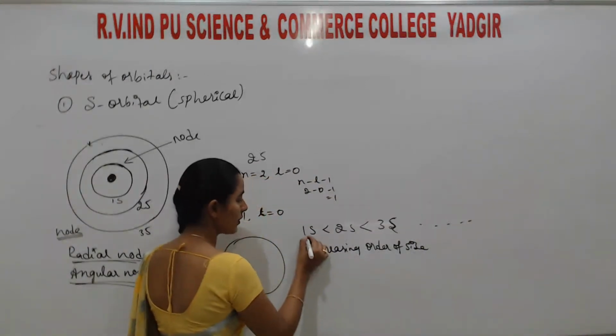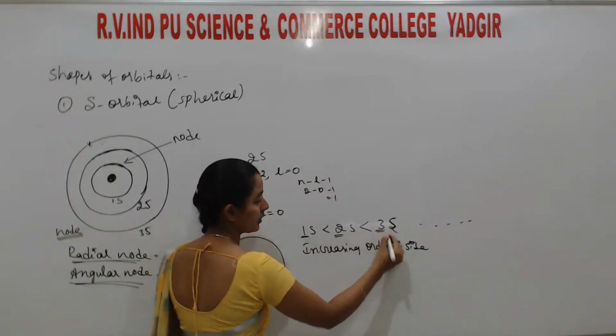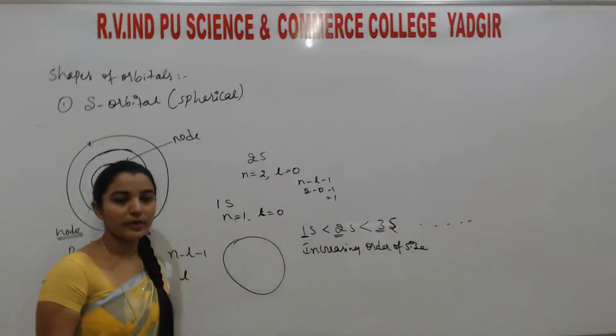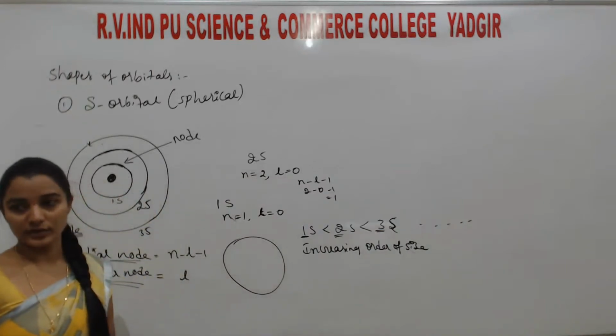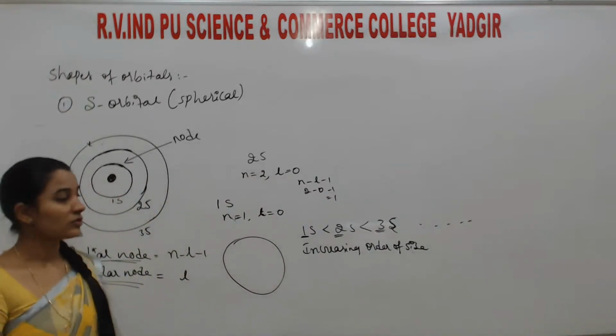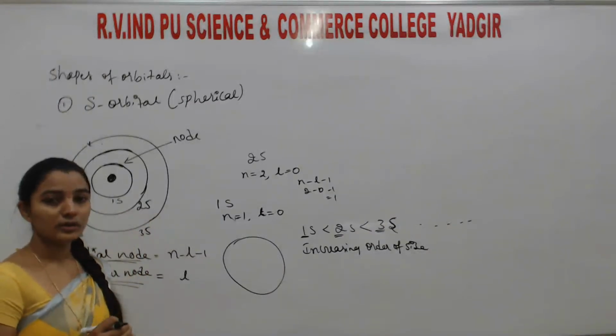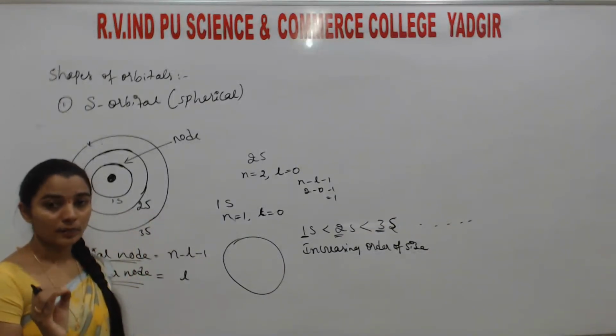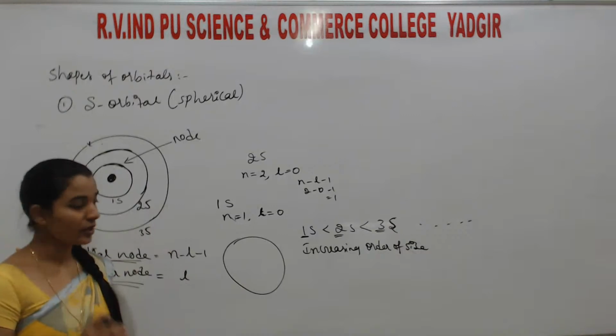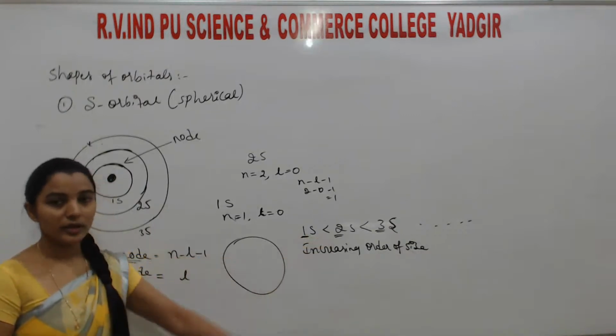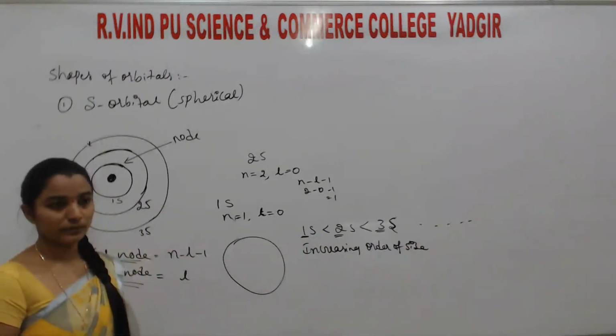Okay, size depends on what? The shells. If the shells increase, obviously size also increases. Understood? So this is all about the S orbital, which is spherical in shape. This is the energy of the S orbitals.